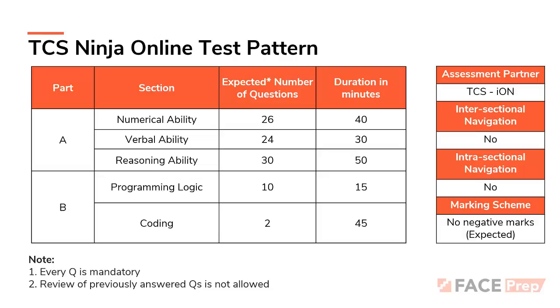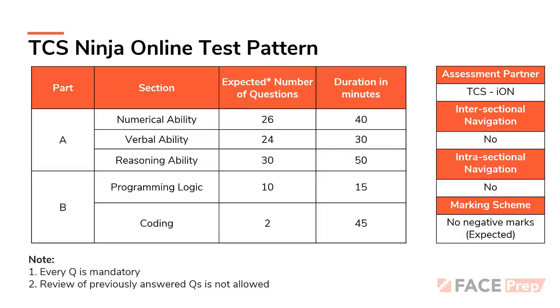The first one is intersectional navigation. What do I mean by this? Let's say you are in numerical ability and you want to suddenly go to verbal ability. It is not at all possible in TCS iON. If you are in numerical ability, you will remain in numerical ability until you complete this particular section.